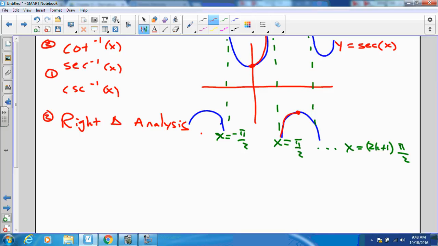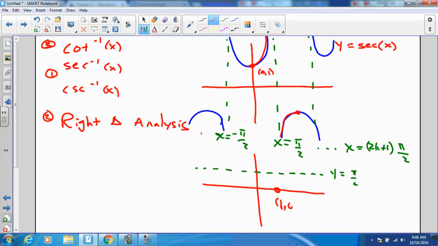So the part that we're going to invert is the part that has always positive slope, right there. And now when I invert it, what I get for inverse secant is a horizontal asymptote y equals pi over 2. So there's one point. And then a second point is going to be the point (0, 1), which turns into the point (1, 0). And then my graph approaches the asymptote like so.